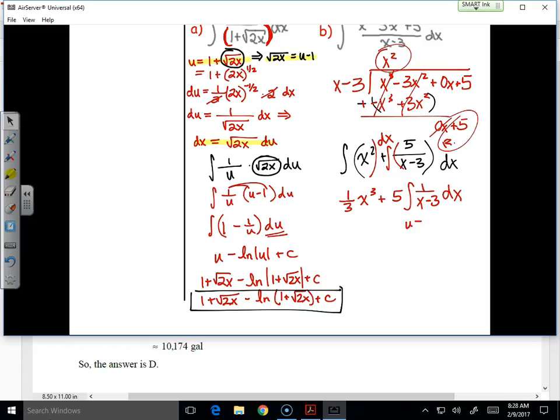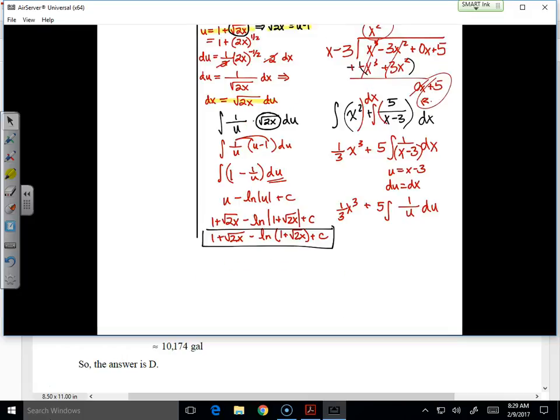U sub. du, this one's a nice one, just equals dx. You guys notice whenever that happens, you just get to go ahead and plug in dx is du. Put in the u, and if there's nobody else chilling, man, we're almost to our answer. How we doing? Good, good, good. That long division makes a difference, yeah?